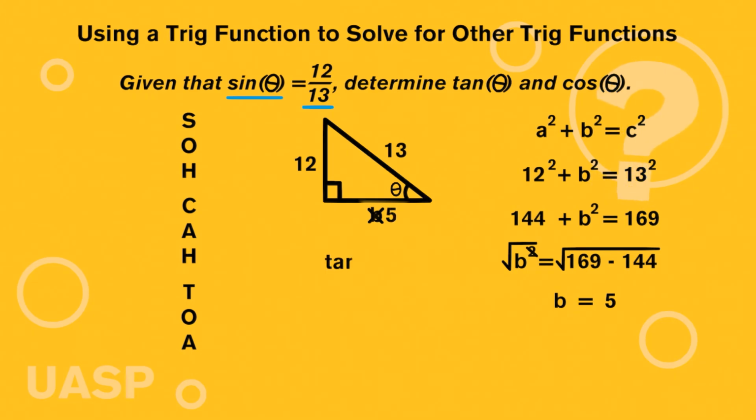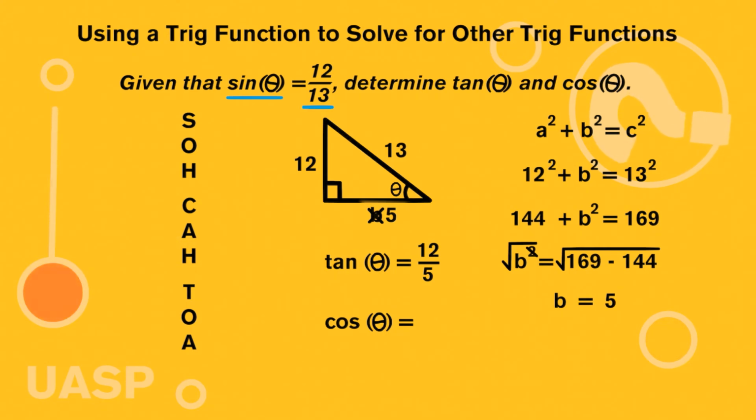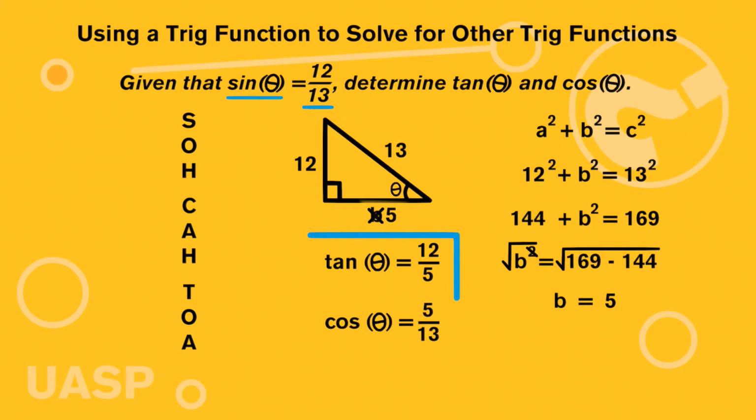So if we do tangent theta first, we know that tangent is opposite over adjacent. So opposite is 12, divided by our adjacent, which is 5. And then our cosine of theta is adjacent over hypotenuse. So we'll take our adjacent, which is 5, and divide it by our hypotenuse, which is 13. And those are our answers.